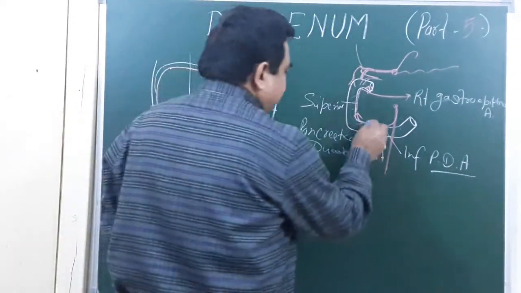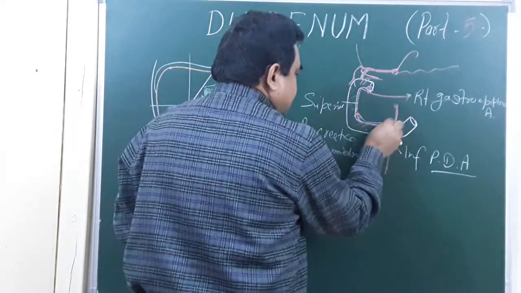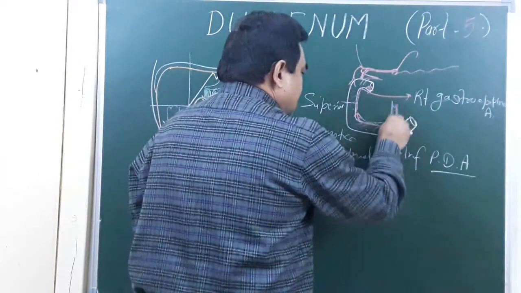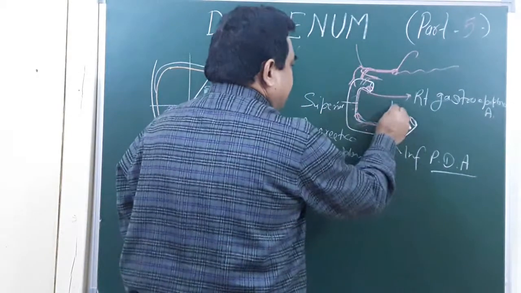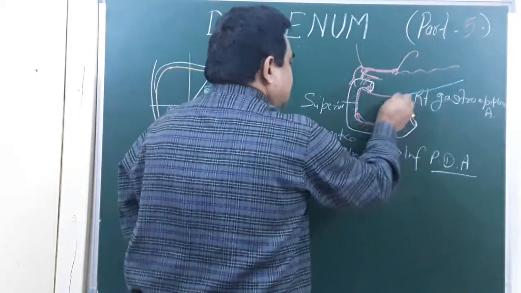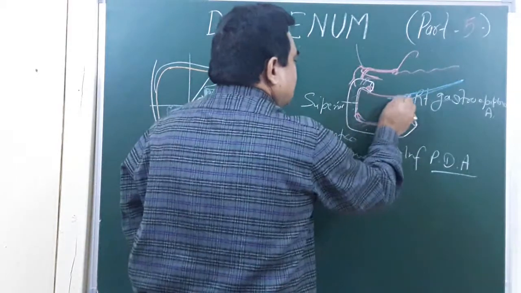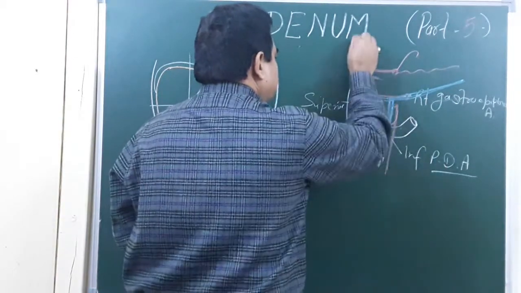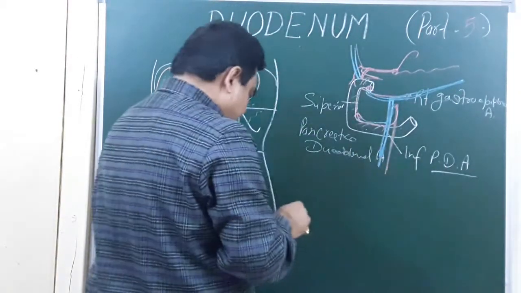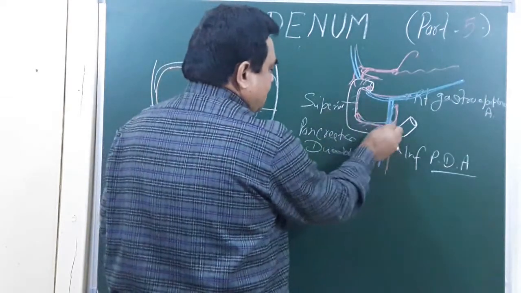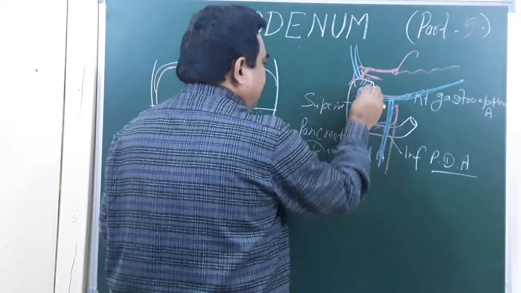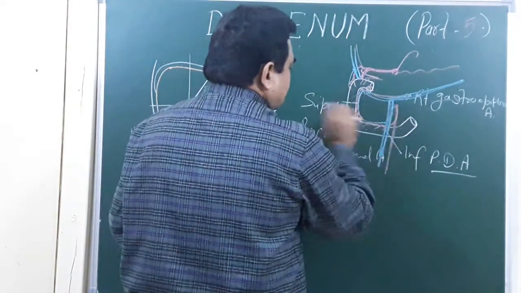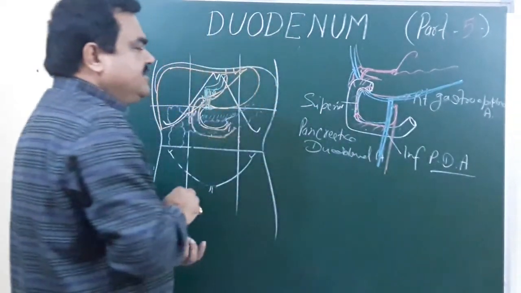Venous drainage. Here is the superior mesenteric vein, which joins with the splenic vein and forms the portal vein. This is the portal vein. So venous blood passes into the superior mesenteric vein, and it goes into the portal vein. So this is the venous drainage.